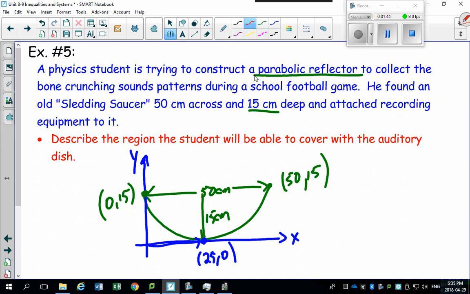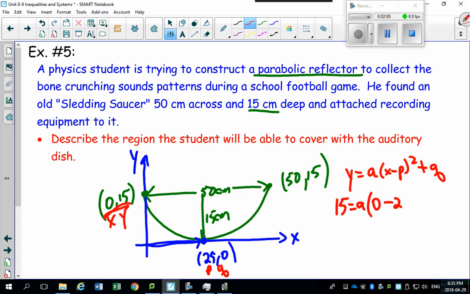Very, very similar to what we had in the past. y equals a(x minus p) squared plus q. Put the values in. I'm going to use this for my p and q, and this for my x and y. All right, here we go. My y is 15. My a, I don't know. My x is 0 minus p, which is 25, squared, plus q, which of course is going to be 0. How pretty is that? Now, I'm going to do a little bit of math here.